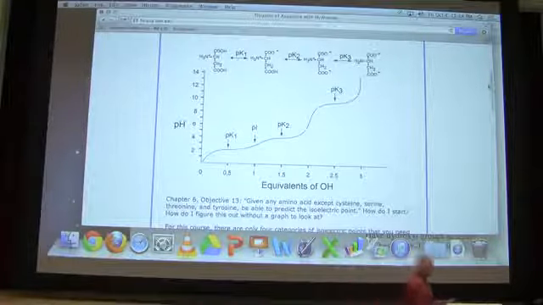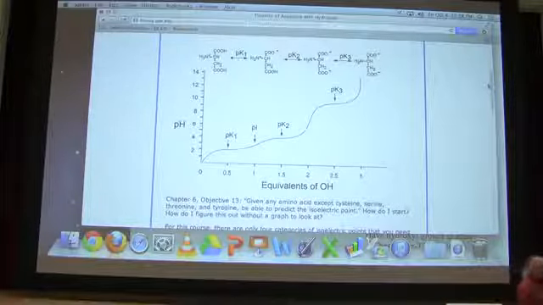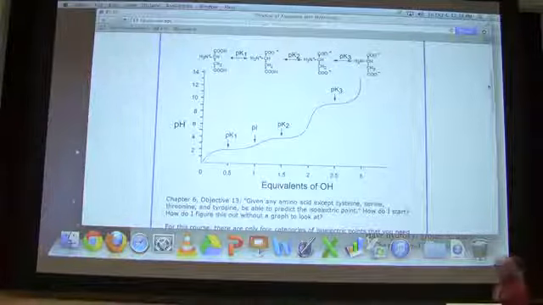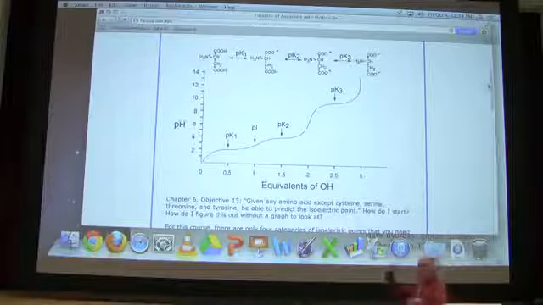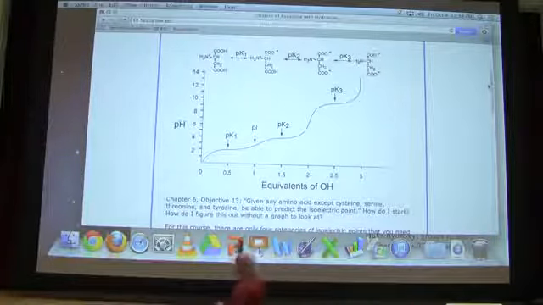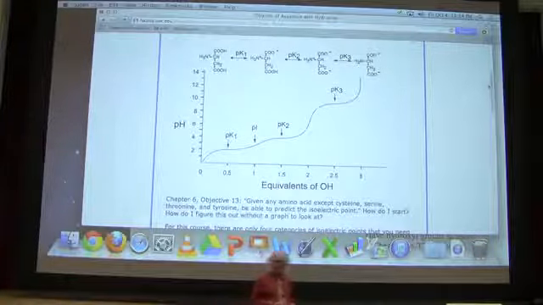Every time we have a pKa value, we have a buffering region. We remember that the buffering region is approximately 1 pH unit above or below the pKa value. That's the message of this figure.